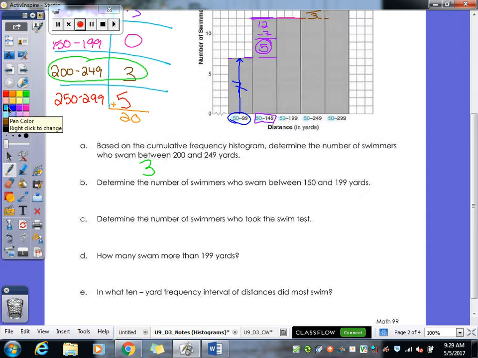All right, let's go on. Part B. How many swimmers swam between 150 to 199 yards? 0. C. Determine the number of swimmers who took the test. 20. How many swimmers swam more than 199 yards? So yep, that would be the 3 who swam 200 to 249 plus the 5 who swam 250 to 299. So that would be 8 total.